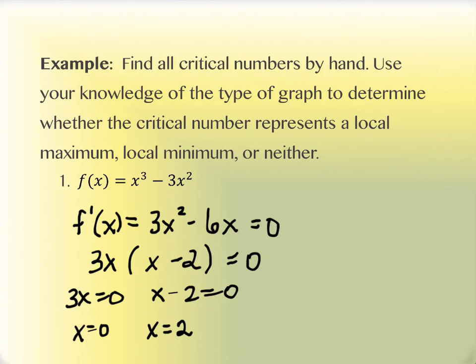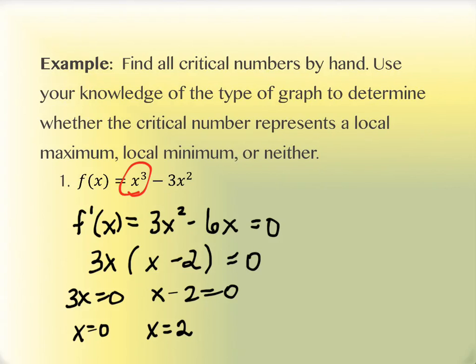They are critical values, flat out, for sure. The question then becomes, are they relative extrema? That is, are they locations where I have a relative maximum or relative minimum value? Well, this graph is an x cubed graph, right? I know it's got the minus 3x squared there. That's going to give it some of those peaks and valleys. But it's an x cubed graph.